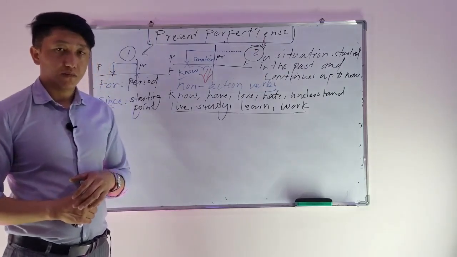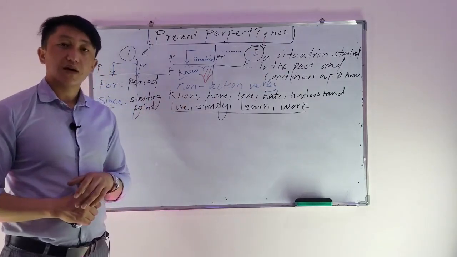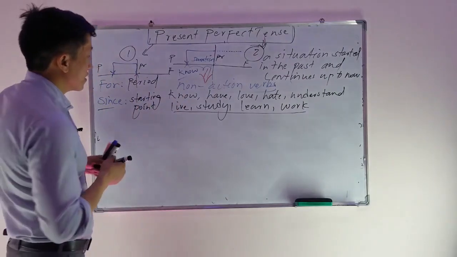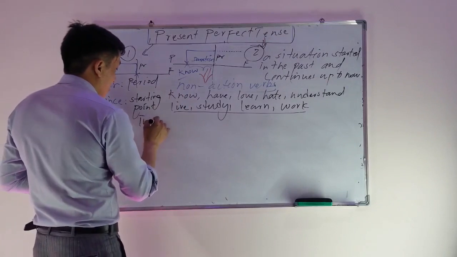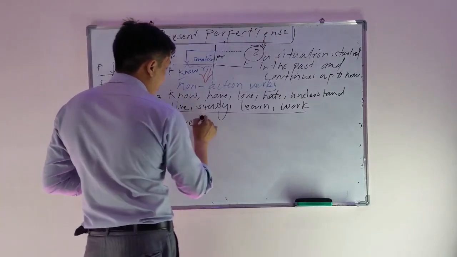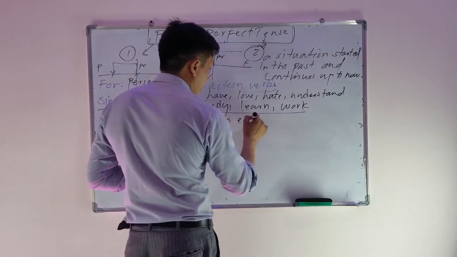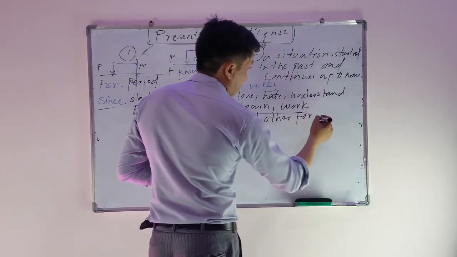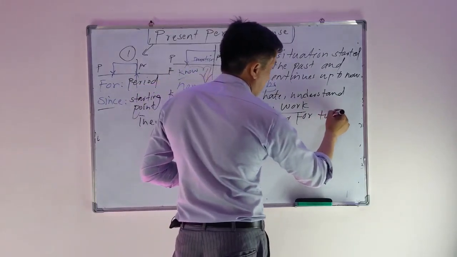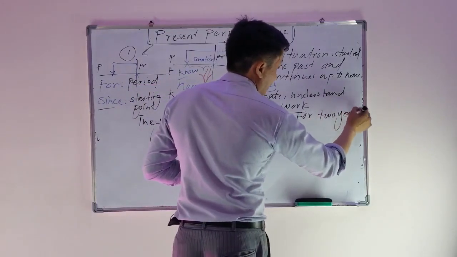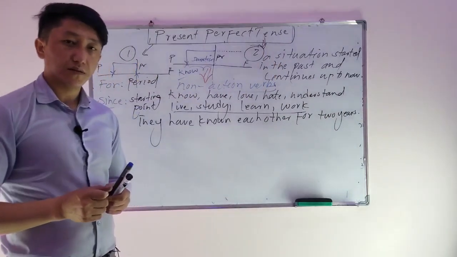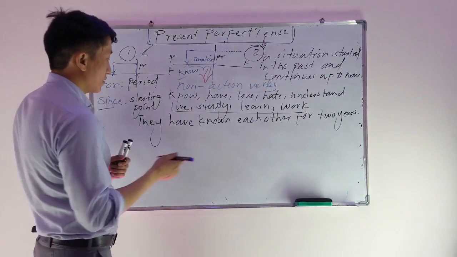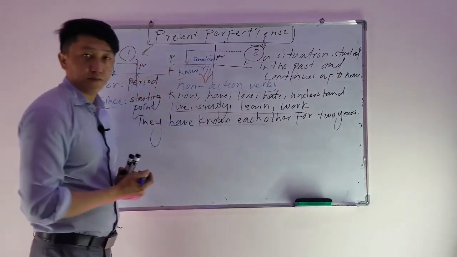If I want to talk about the duration, I have to say how long have you known. Now I have to use the present perfect tense. For example, I can say they have known each other for 2 years. So 2 years ago, they met each other. They know each other now, and they will also know each other in the future. Now, this is the duration. They have known each other for 2 years.